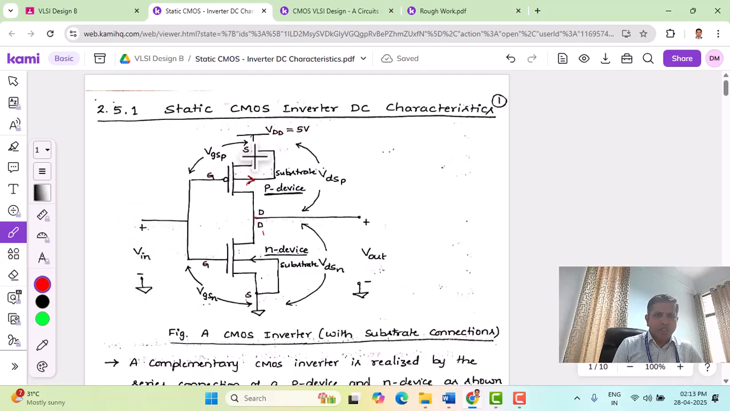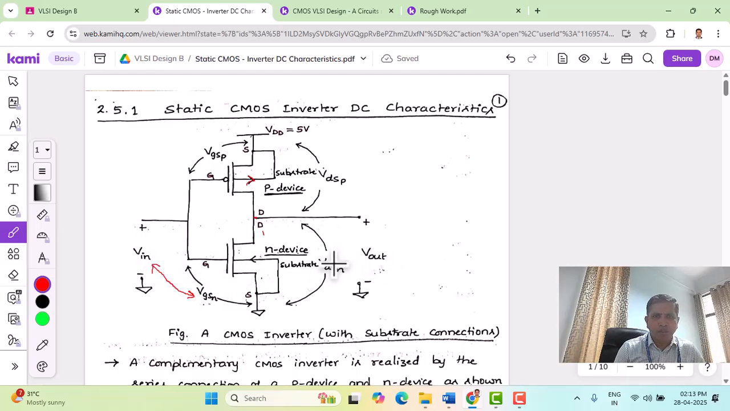The other voltages which are important in this inverter circuit are VGSP and VGSN. VGSP is nothing but the gate to source voltage for the PMOS transistor. That is the voltage measured between the gate terminal and the source terminal of the PMOS transistor. Similarly, VGSN is the voltage measured between the gate and the source of the NMOS transistor. With reference to this circuit, Vin and VGSN are going to be equal. These two voltages are equal.